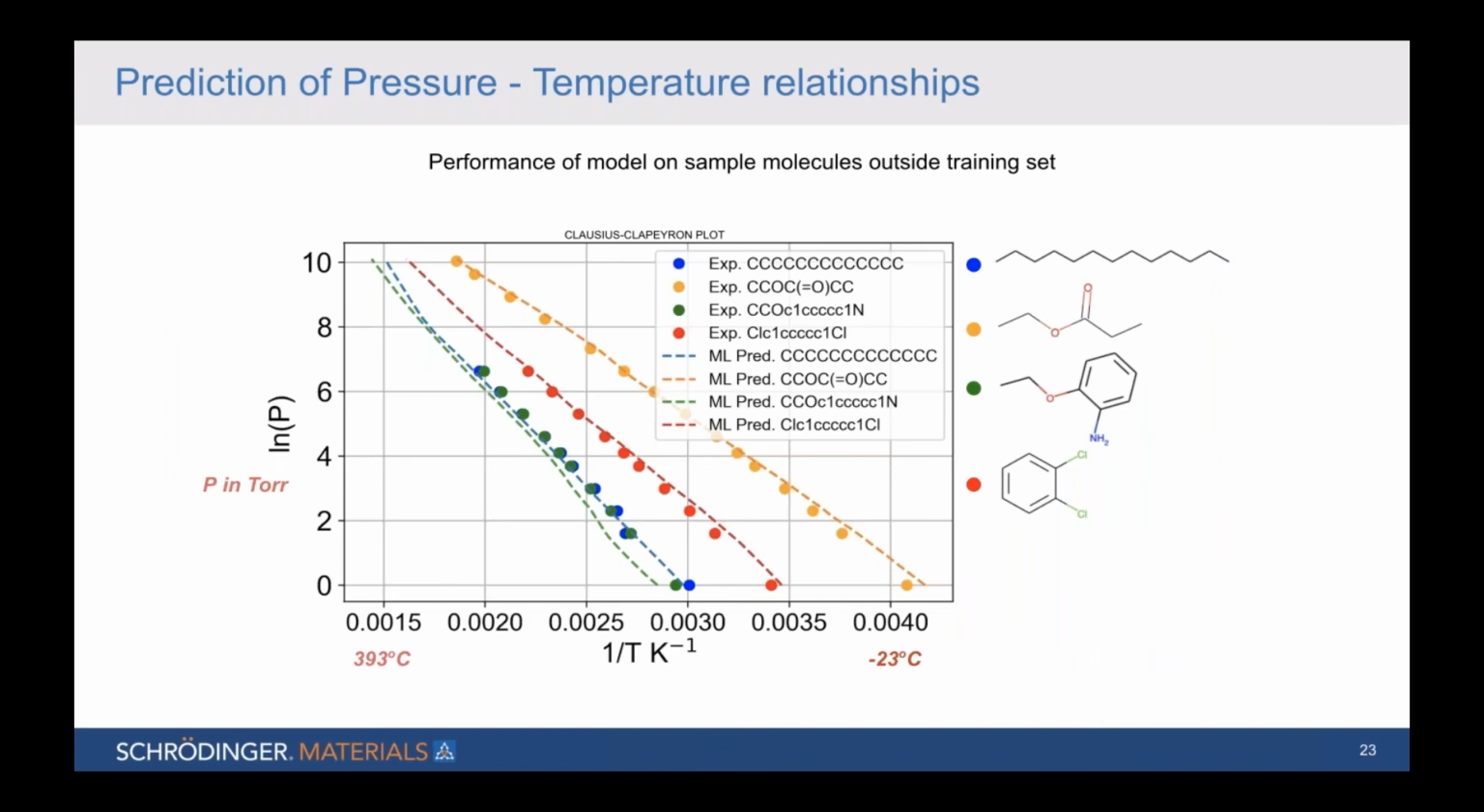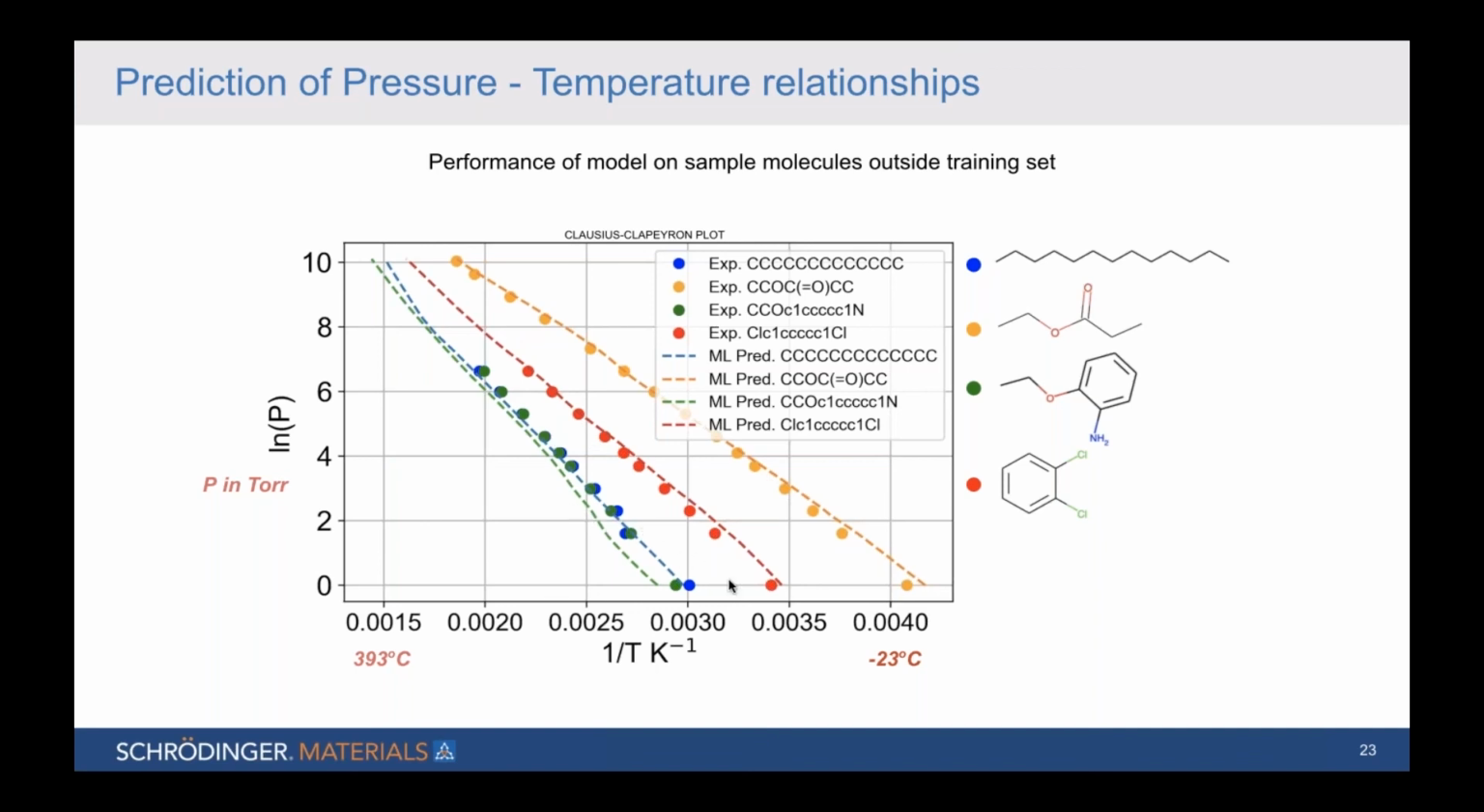And we also tested this model using compounds that are outside the training set. So here we have 4 different structures we used, which we did not include in the training set, each with a different color. What you can see is the dots represent the experimental values at different temperature and pressure, and the dashed lines are the machine learning predicted values. And as you can see, how well they match.